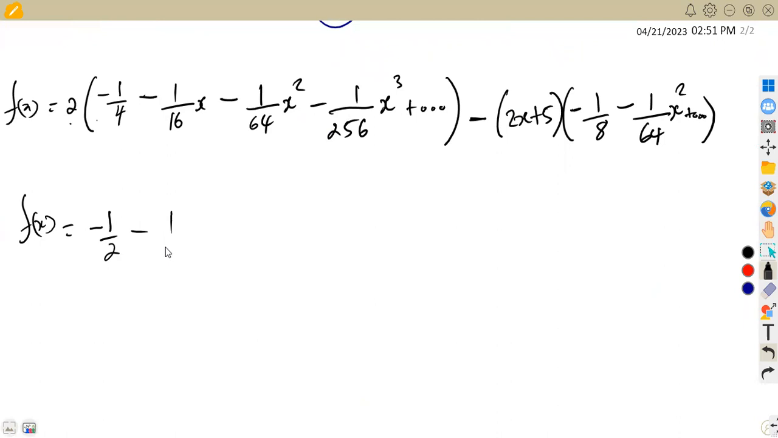That's -1 over 8. So we're going to have -1 over 8x, -1 over 32x squared, -1 over 128x to the exponent of 3, plus. And so we know that there will be so on and so on and so on.